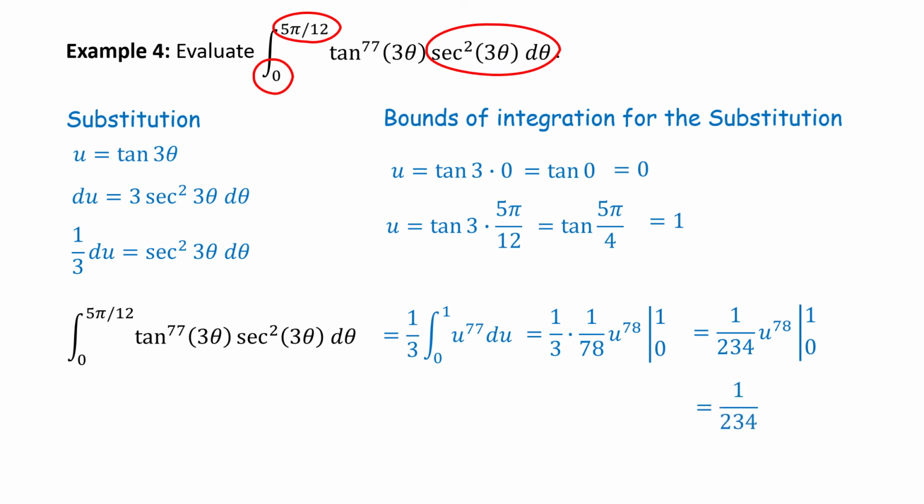Our definite integral then is 1 divided by 234 times u, which is 1 raised to the power of 78, which is just 1, minus 0 raised to the power of 78, which is just 0.